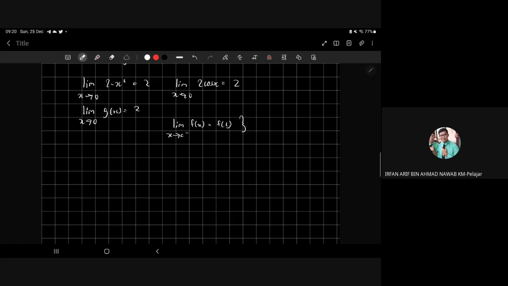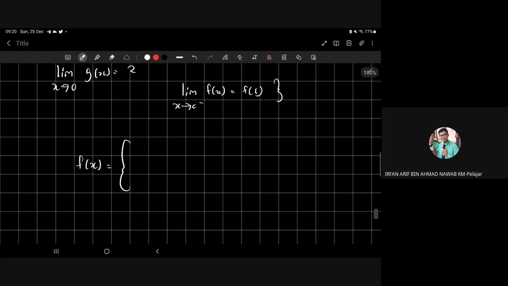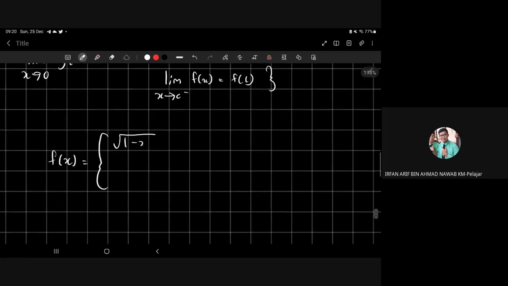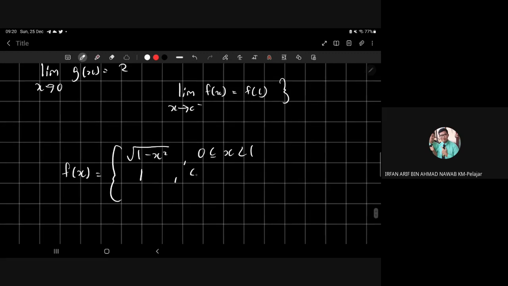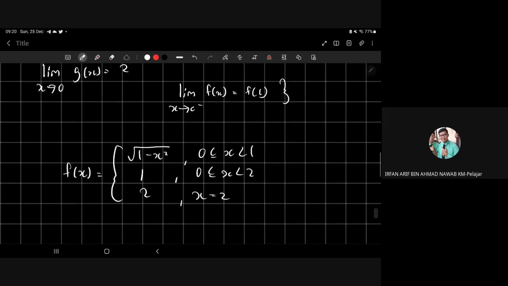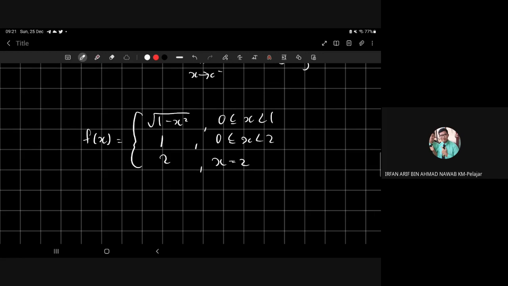All right, let's compute this particular limit. They give us f of x, a piecewise function: the square root of 1 minus x squared on the domain from 0 up to 1, where 0 is included, and then 2 where x is equal to 2. The question asks: at what points c, if any, does the limit as x approaches c of f of x exist?